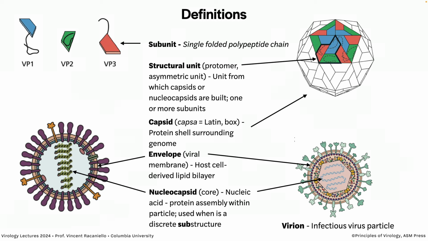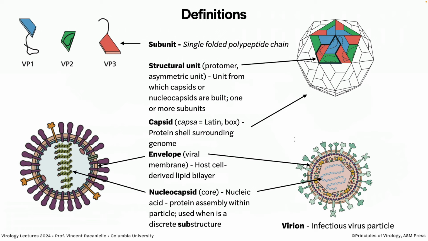Before we move any further, we need to define some terms, because there are some here that are very specific for viruses. So first, a subunit. When I say subunit, I mean a single folded polypeptide chain. A subunit would be the same as a single protein. So here we have some viral structural proteins. They're called VP, virion protein 1, 2, 3. That would be a subunit.